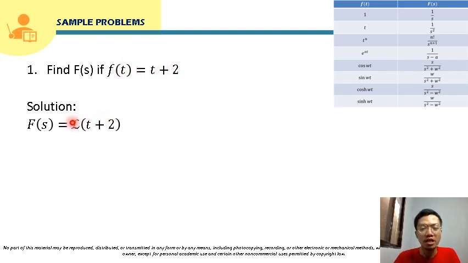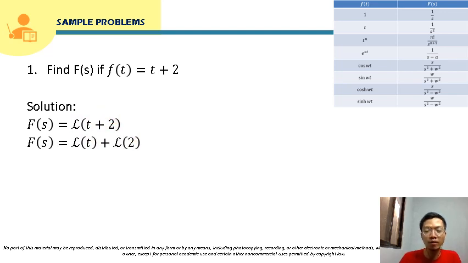Okay, so here, for the Laplace transform of t plus 2, we are just going to apply the linearity of Laplace transform here since this is a sum, no? Sum of two functions, t and 2. Okay, so we are just going to distribute the Laplace symbol, no? So this will just be Laplace transform of t, and then since this is a plus here, so this will also be plus here, and then Laplace of 2.